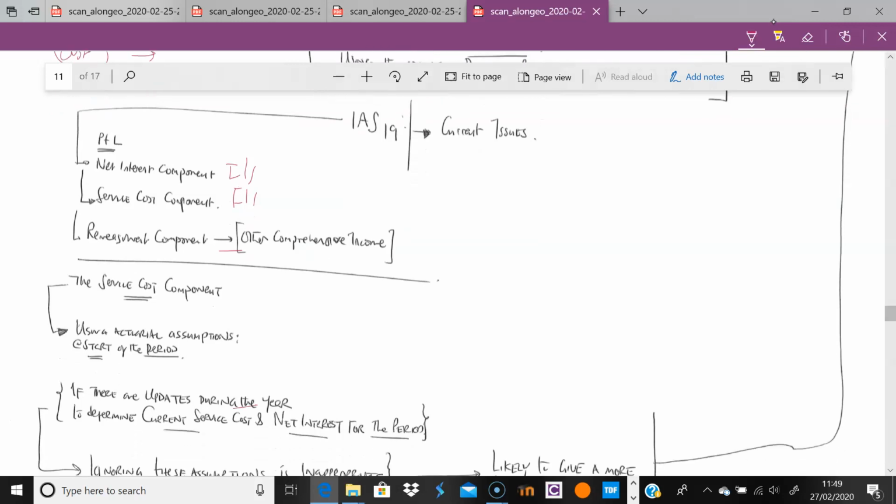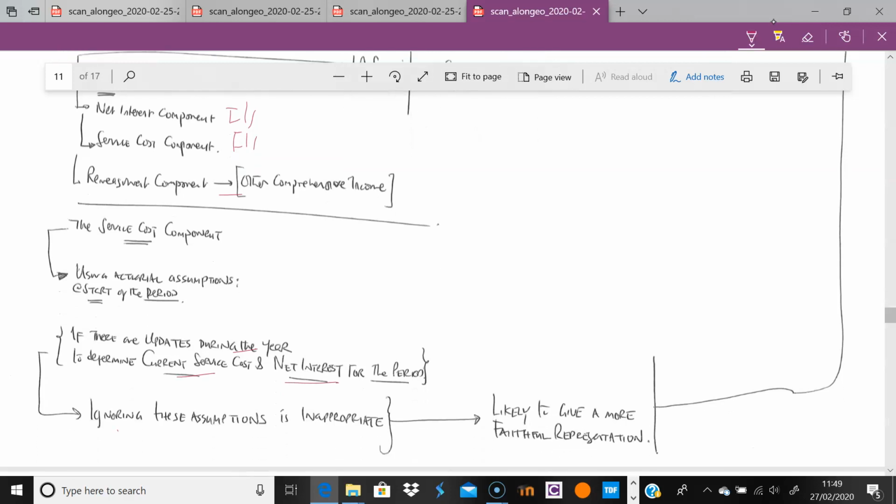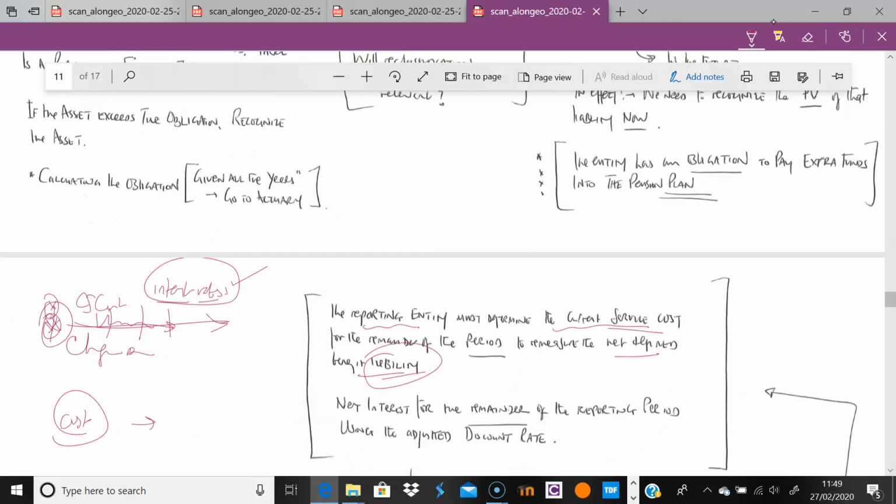If there are updates during the year to determine the current costs and the net interest, we ignore these assumptions, and that is inappropriate. But if we did get in touch and had the actuaries updating us regularly, this will give a much more faithful representation. And that's pretty much it for the defined benefit plans.